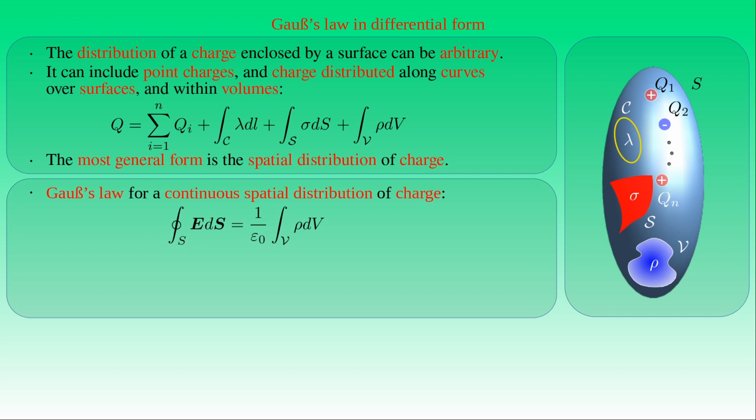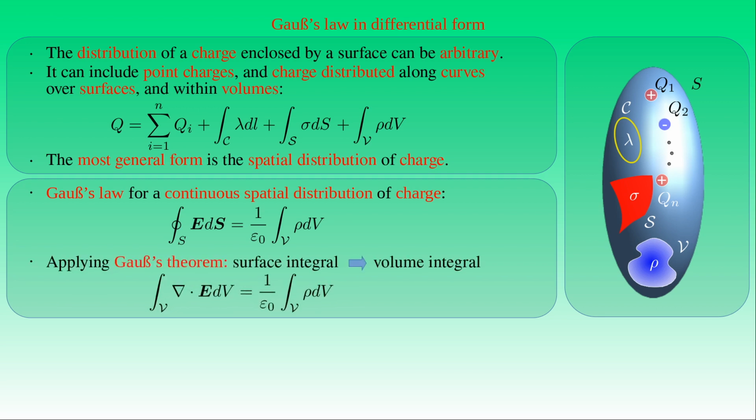The integral of the electric field E due to the charge over the closed surface S is equal to 1 over epsilon naught, times the integral of the charge density ρ over the volume V. By applying Gauss's theorem, we can transform the surface integral on the left-hand side of the equation to a volume integral. Then the integral of the divergence of the electric field strength E over the volume V enclosed by the surface S is equal to 1 over epsilon naught, times the integral of the charge density ρ over the volume V. Since the surface S, that is the volume V enclosed by it, is arbitrary, the relation holds for any volume, and the integrands on both sides must be equal.